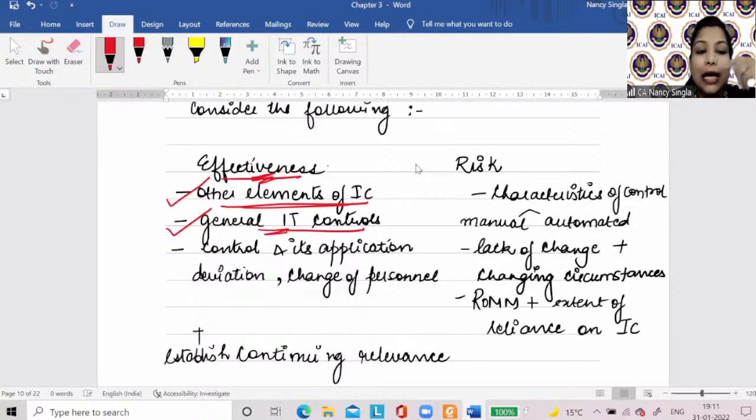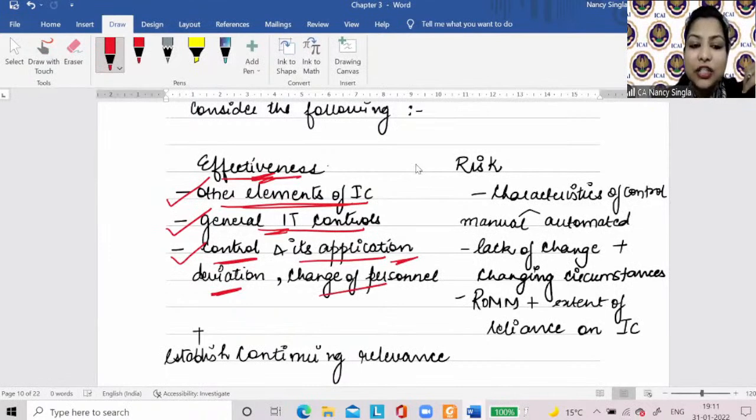Okay? And last, with respect to effectiveness, also see the effectiveness of the control and its application. When you tested the control last year, when you tested its application, did you find any deviation? Was there a deviation? Because if last year there was a deviation, chances are that the auditor will apply his professional judgment and may decide to retest that internal control.